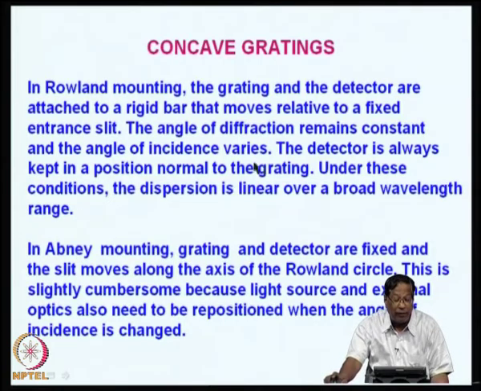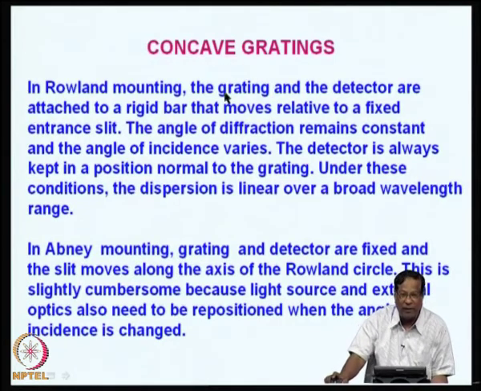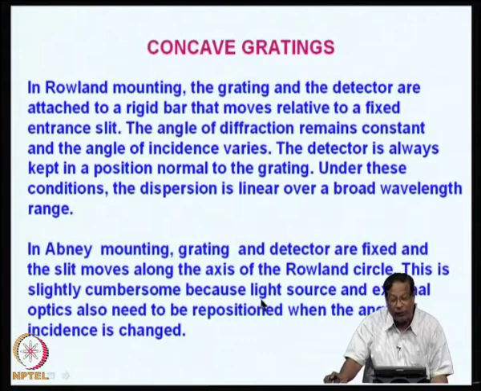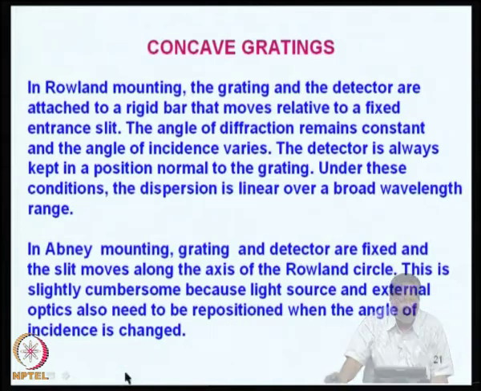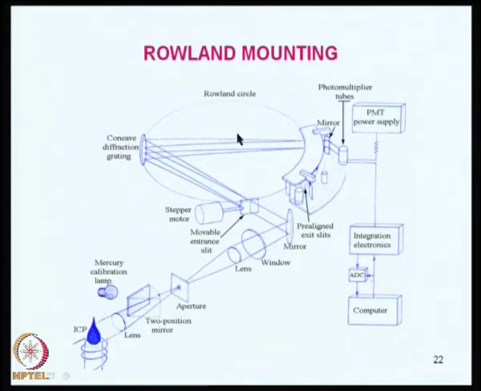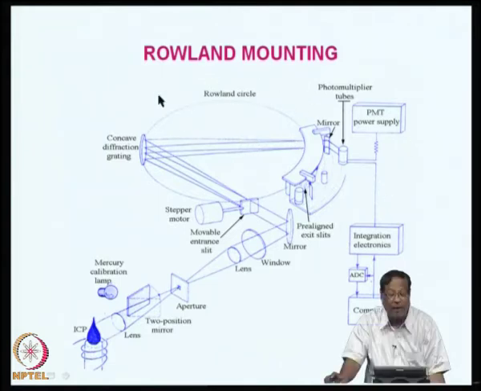So, we have different kinds of mounting. One mounting I had told you earlier is the ECHELLE grating, and this is the ROWLAND grating. In Abney mounting, the grating and the detector are fixed, and the slit moves along the axis of the ROWLAND circle. This is slightly cumbersome because the light source and external optics also need to be repositioned when the angle of incidence is changed. These are all details about how to separate the electromagnetic radiation coming from the ICP.